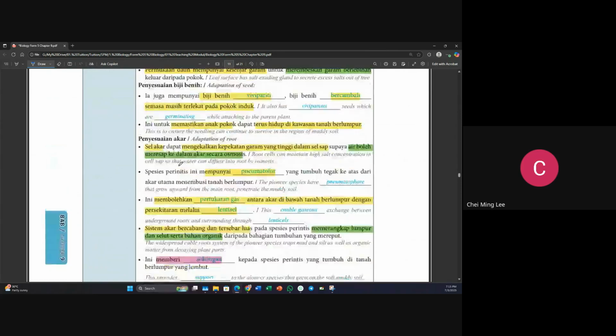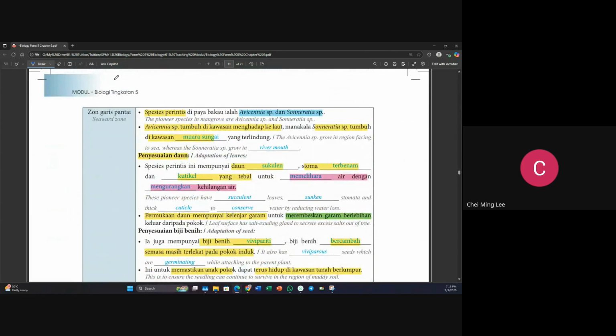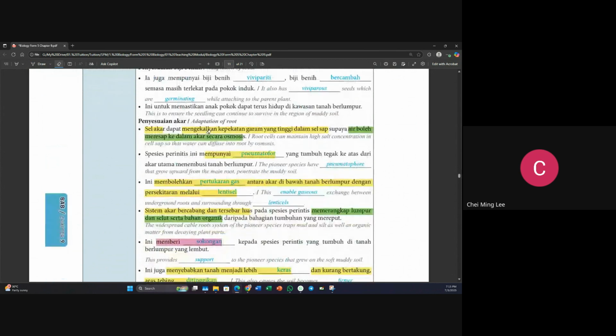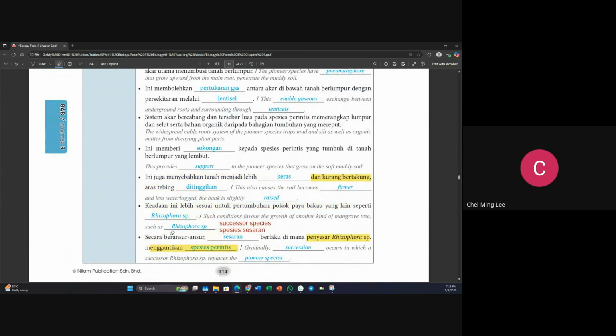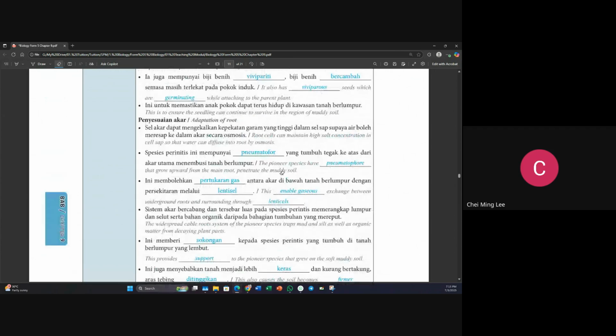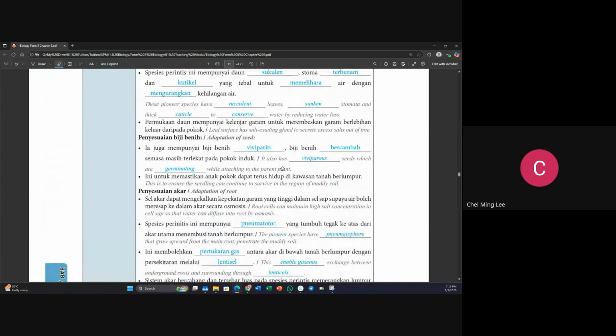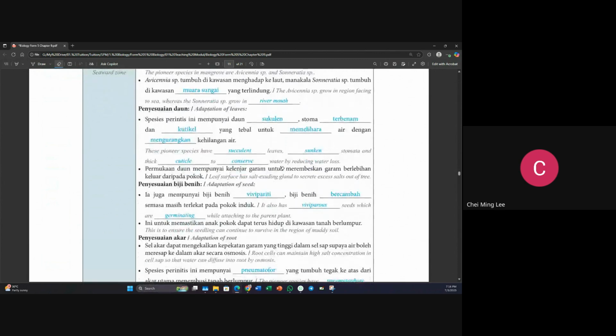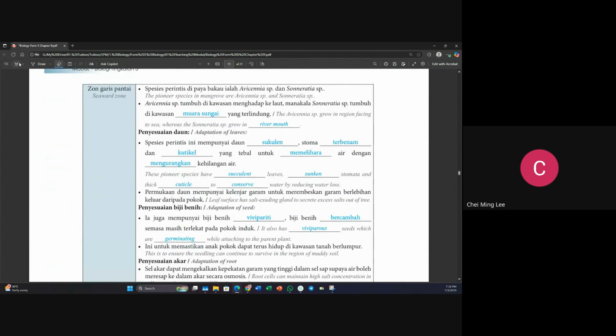All right. Now, let's see all these, what I call the first one, the seaward zone. Wait, please allow me to delete all the. All right, first let's see the seaward zone. In the seaward zone, the pioneer species are Avicennia and Sonneratia.